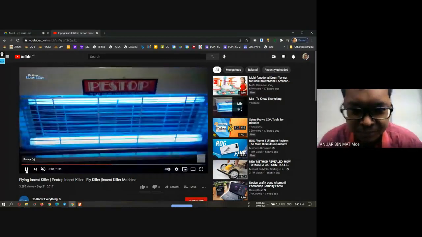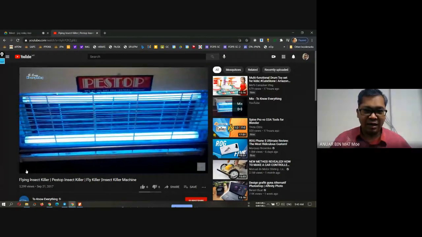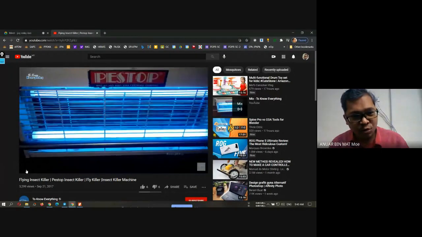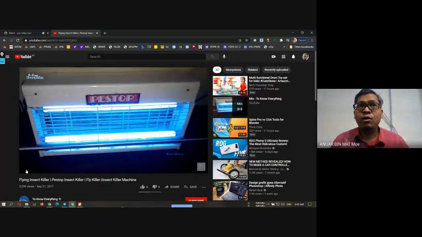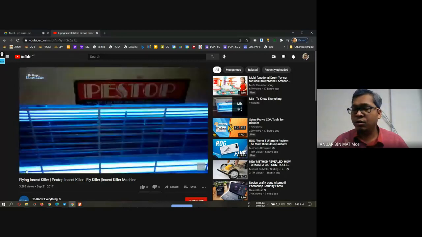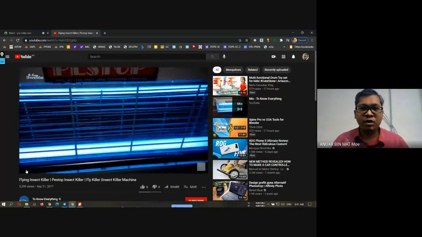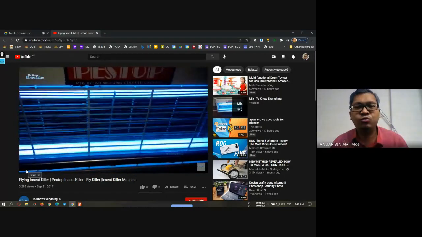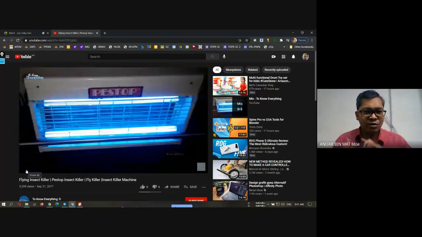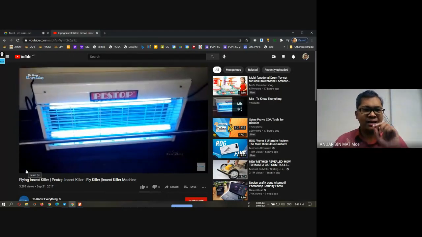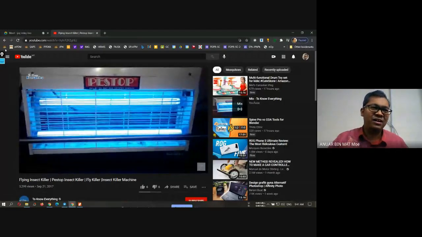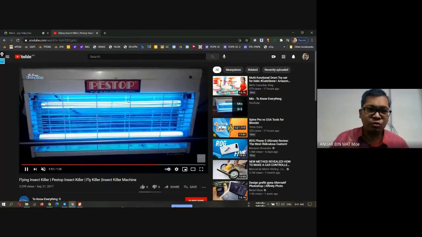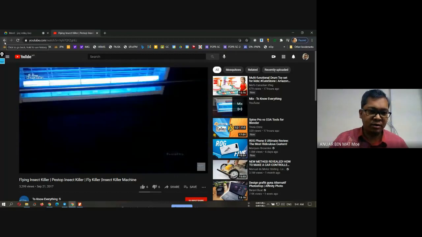Color of what you think? Blue. Blue color, right? Sometimes blue and then sometimes the purple color, because that is what we call an ultraviolet color. Flies are attracted to the color, and then they go to the light, and then they will get zapped by the electric. This is an example of how you want to control the fly population.